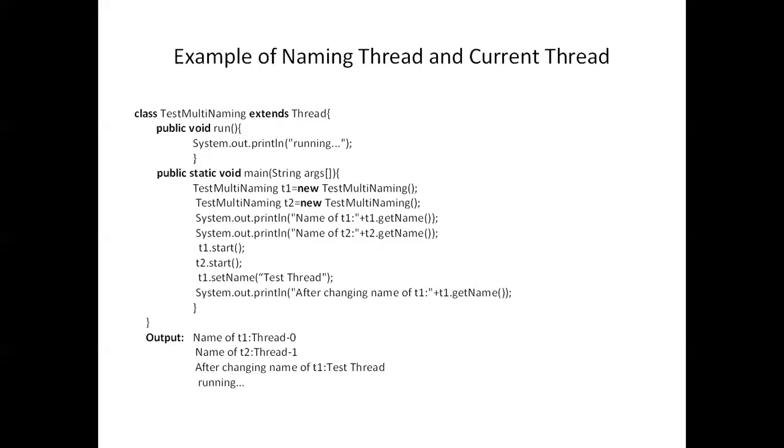So our thread T1 name is changed to test thread. After that, we display the changed name of T1 using the T1.getName method. Then the main function and the class are closed. So the output of this program is firstly the name of the thread T1 is Thread-0 and the name of the thread T2 is Thread-1. Then we change the name of T1 to test thread. So after changing the name of T1, the name shown for the T1 thread is test thread, then running. So it is an example of naming thread and current thread.